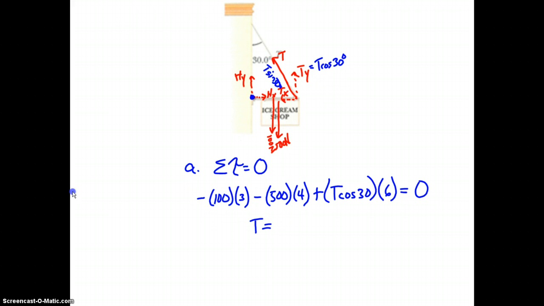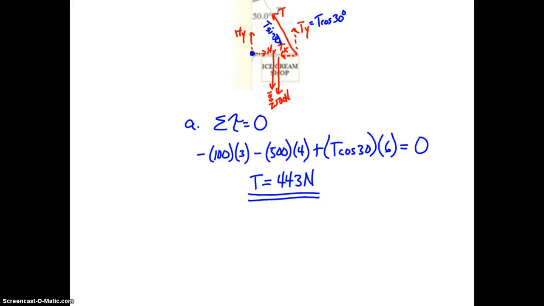Go ahead and stop the video and calculate if you need time to. And you should get 443 newtons. Now that we know the value of the tension, we can do summation of forces in order to figure out the Hx and the Hy value. It doesn't matter what order we go in here. For B, let's do the horizontal components because there's less of them. It would be easy. Sigma F in the x direction equals 0.